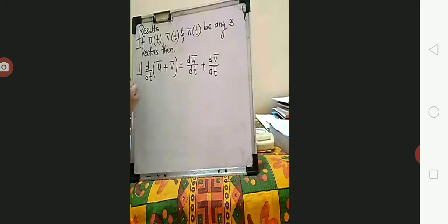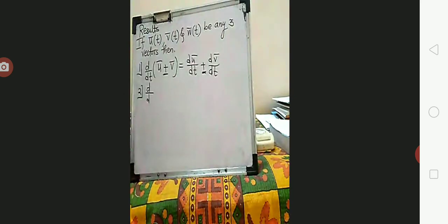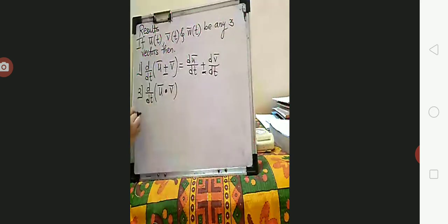Another property which we have is d dt of subtraction, u bar minus v bar. For this the middle sign will be minus. Correct. So addition and subtraction is over. Now we take the product of two vectors, either dot or cross. The third property will be cross: u bar cross v bar.